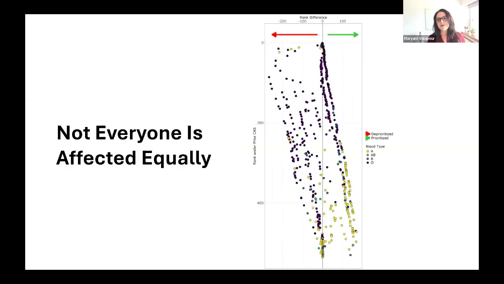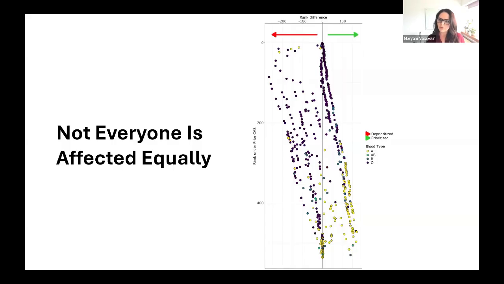And of course, these effects are not distributed equally among candidates. Let me orient you to this figure. This figure shows change in candidate prioritization by blood type associated with the amended policy. If someone moves to the right of the vertical line, they are receiving more priority under the new system. And if they're going to the left, that means they receive lower priority. Most candidates receive relatively modest changes, which is reassuring. For many candidates, the proposed modification had relatively little effect based on their blood type.